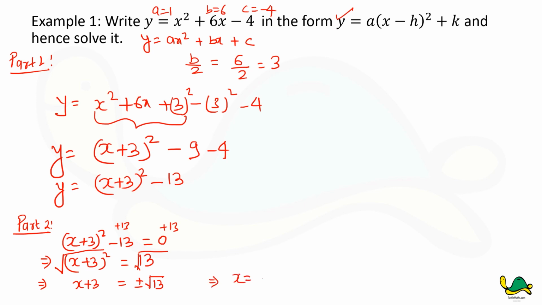The next step, x is equal to −3 ± root 13. I have subtracted 3 from both sides, so plus and minus 3 will give us 0. So I will be left with x, and then I will have −3 ± root 13. So my two solutions are x1 equals −3 − root 13, and x2, or the second intercept, is −3 + root 13.